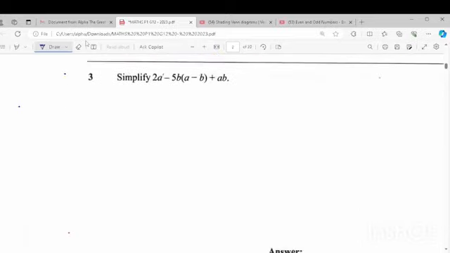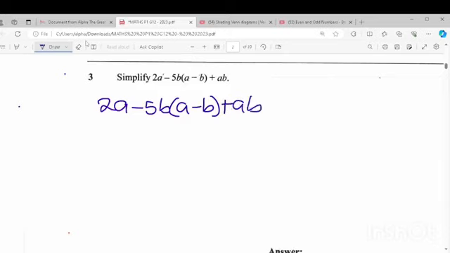The third question says simplify. When they say simplify, it means something is looking big and you need to make it look easy. Let's rewrite this expression. We have 2a minus 5b, a minus b, plus ab. When you look at this expression, you have this part here that has brackets. So you should aim at working out the brackets, or expanding the brackets, first.